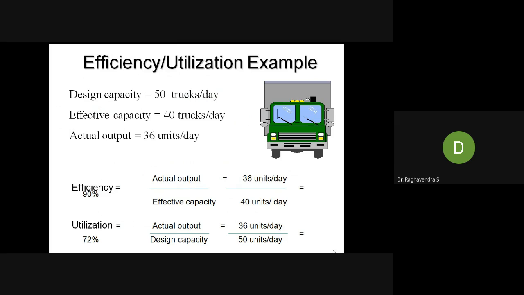So once again, efficiency is output by effective capacity, and utilization is output by design capacity. 36 units by 40 gives 90% efficiency. The efficiency is 90%, but the utilization is 72%.